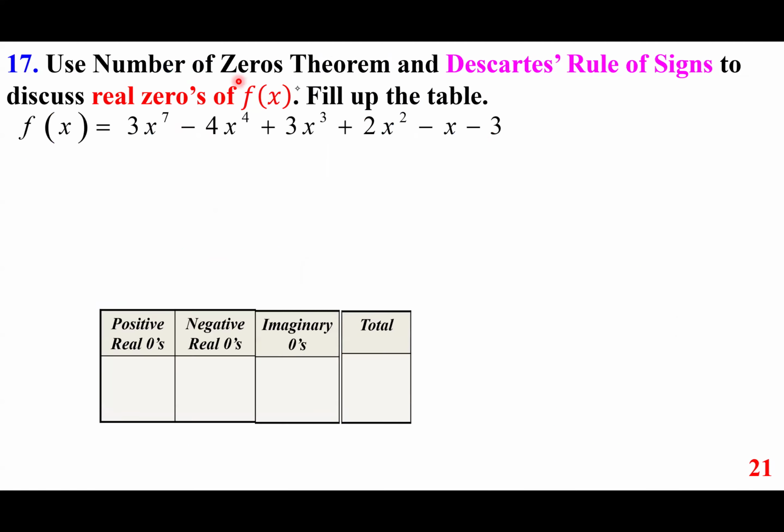Use the number of zeros theorem and Descartes' rule of signs to discuss real zeros of f of x. Fill up the table where f of x is 3x to the power of 7 minus 4x to the power of 4 plus 3x cubed plus 2x squared minus x minus 3.